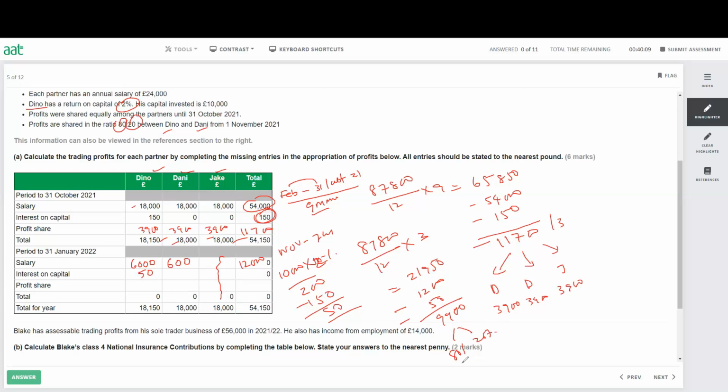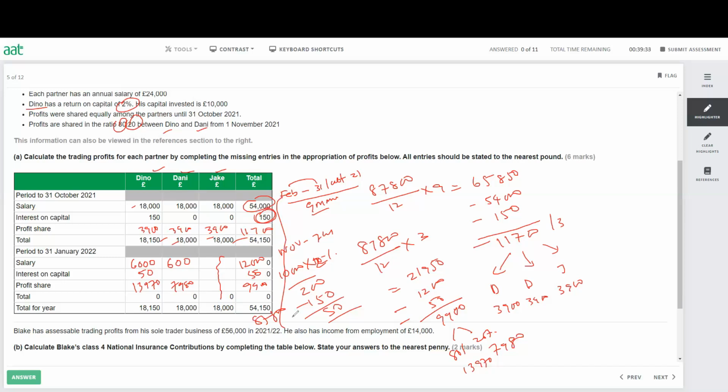So 9,900, 80% give me 13,970. And 20% give me 7,980. So it's a profit 13,970 and 7,980. Total 9,950 here, and that will give us the total 87,800 total. It's quite simple.